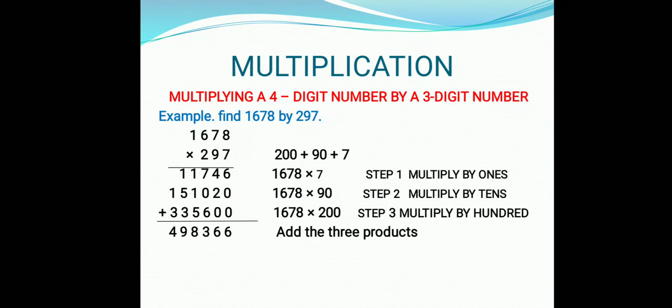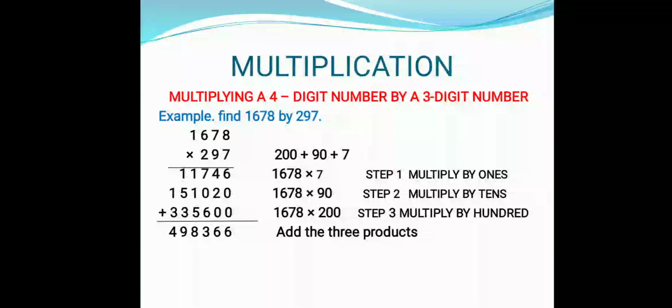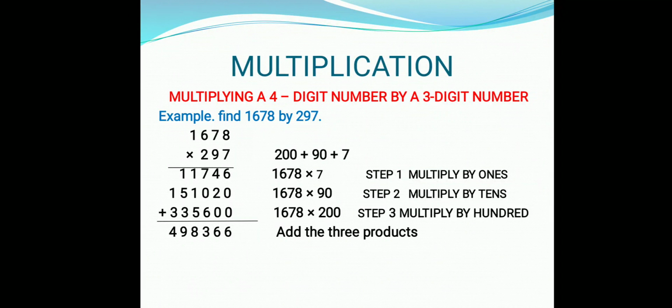Step 3. We will multiply the hundreds column. So first put a 0 in ones column and a 0 in tens column. 2 into 8 is equal to 16. 6 should be written in hundreds column and 1 is carry over. 2 into 7 is equal to 14. Add 1 in it, the sum becomes 15. We should write 5 in thousands column and 1 should be carried over.